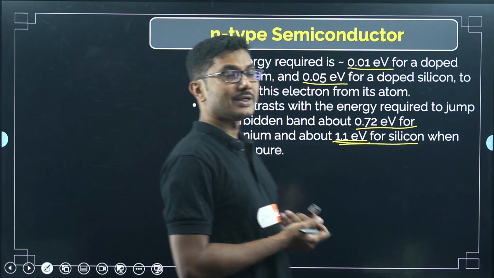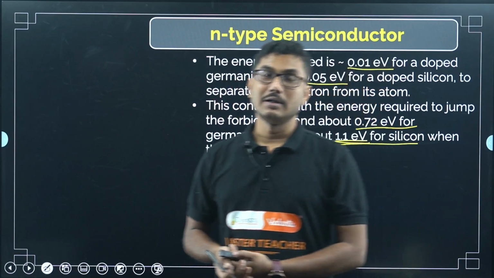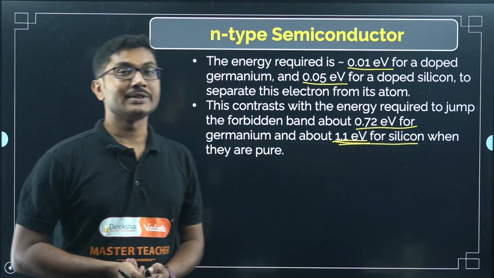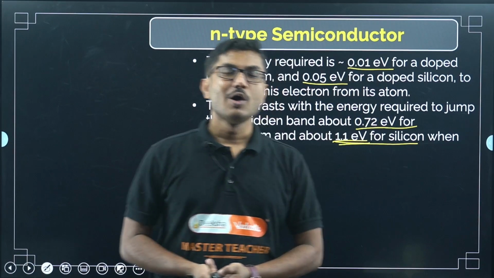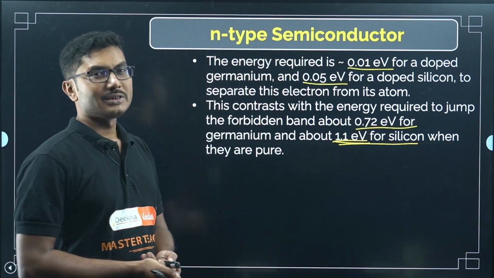Okay, because previous year they have asked about the band gap, the forbidden energy gap of germanium. Now next year, this year, they might ask you what is the forbidden energy gap for silicon.